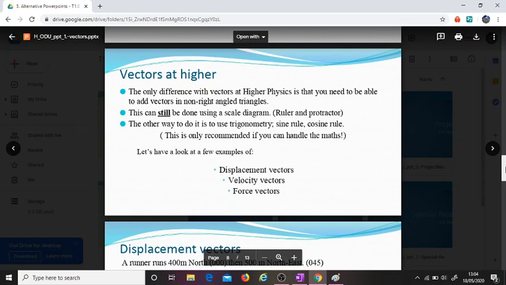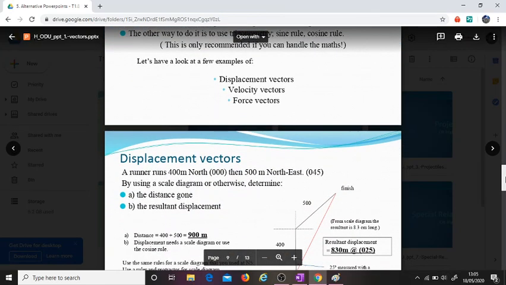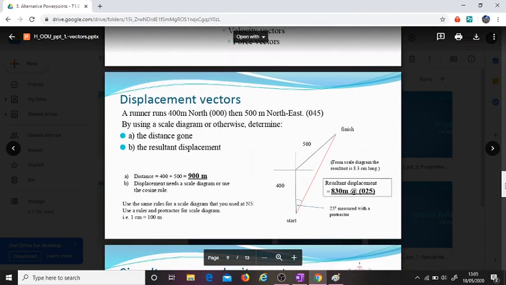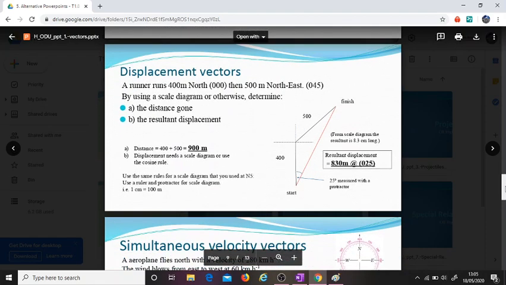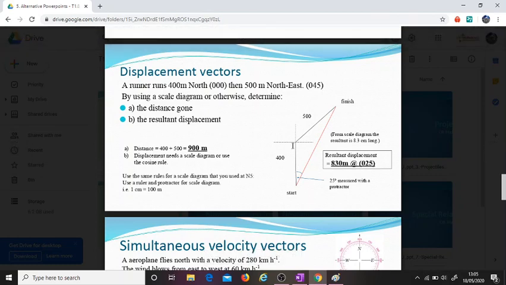However, if you're not comfortable doing that, or maybe even just at this stage, then you can use a scale diagram. So an example is here, so you can look at this at your own leisure, but I'll briefly run through it. If we're not working with right angles, let's say that a runner runs 400 metres north, then 500 metres northeast at 45 degrees.